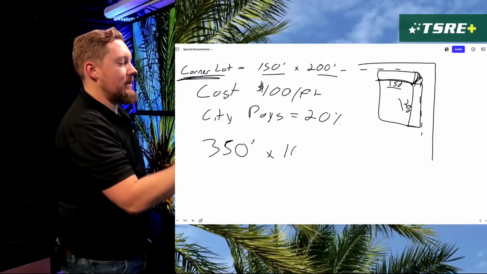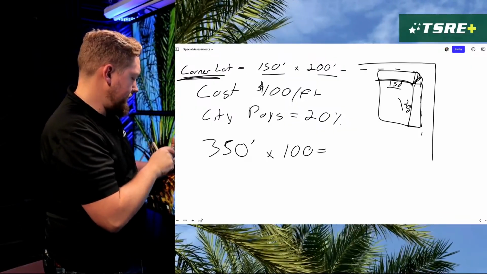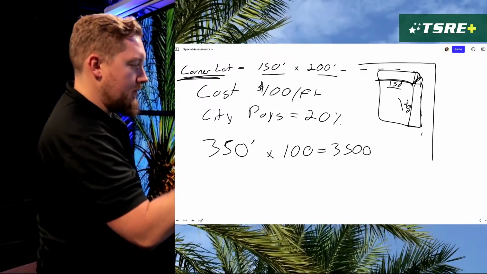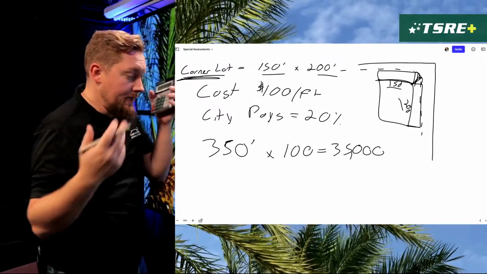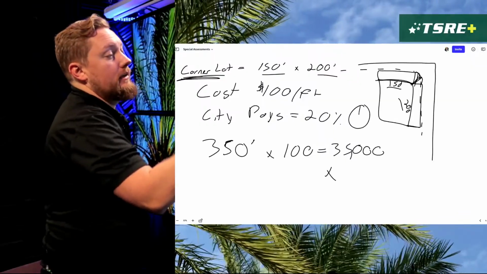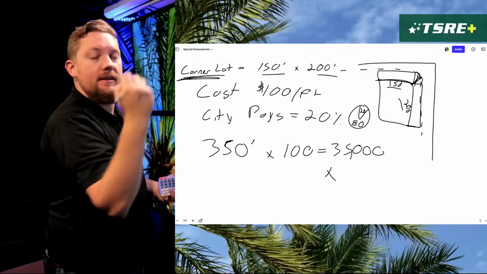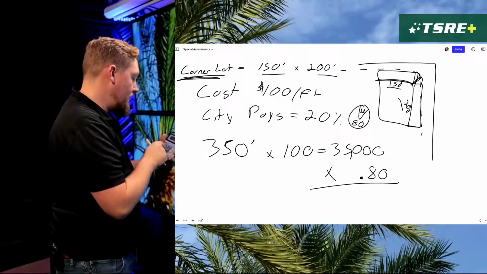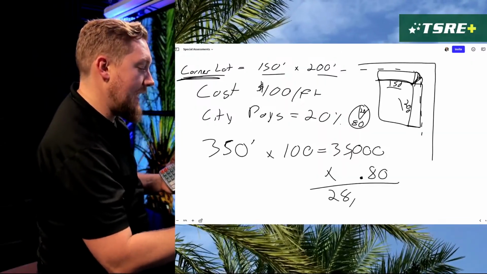So 350 feet times 100, that's going to give us what, 35,000, is that? Yeah, 35,000. Always good to double check it on your calculator, on your exam, because you are allowed to use one. Even if you can do the mental math, it's always good to double check. We've got 20% paid by the city. That leaves us with 80%. So we're going to multiply that by 0.80. 35,000 times 0.80. That leaves us now to 28,000.